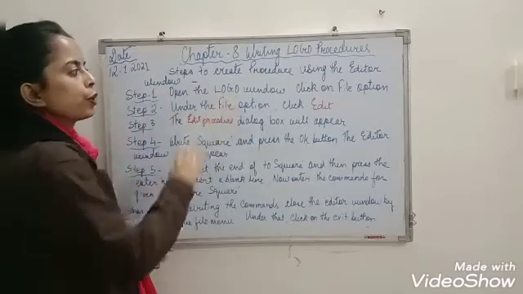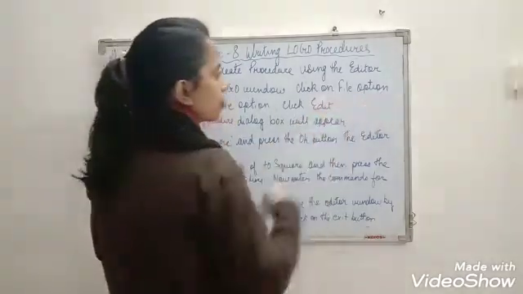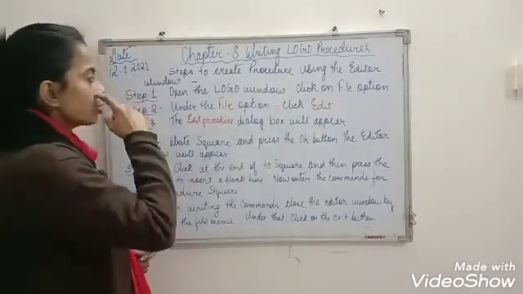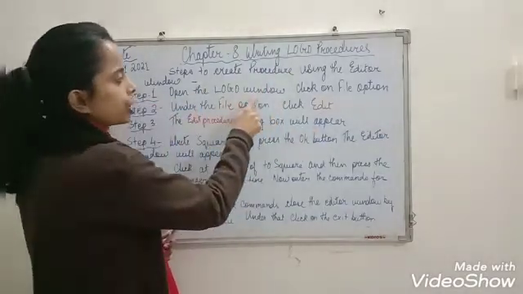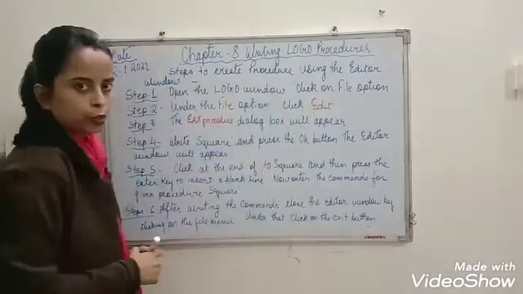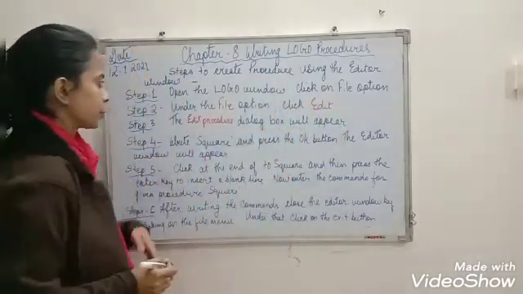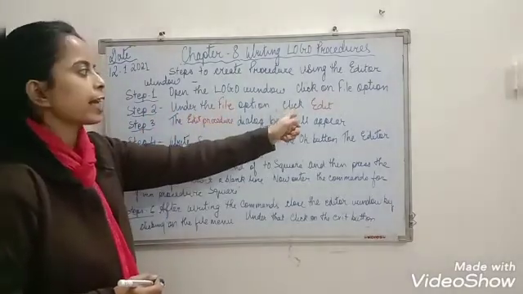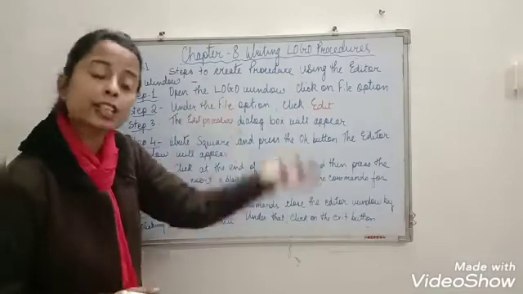Open the Logo window. Click on the file option. To create a procedure using the editor window, the first step is what? Open the Logo window. Click on the file option. Where you have to click? You have to click on the file option. Step 2, under the file option, you have to click edit, because you are going to edit your procedure.